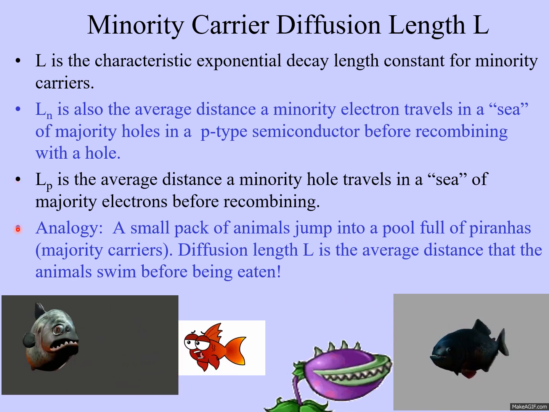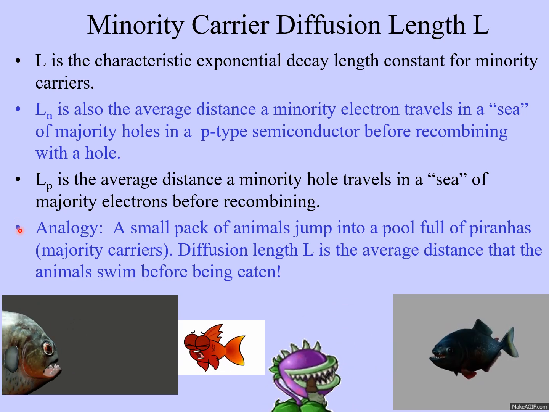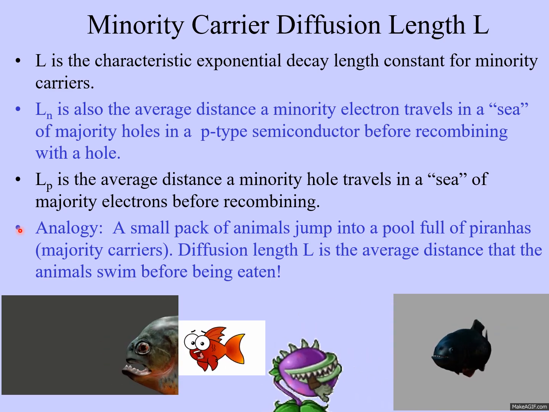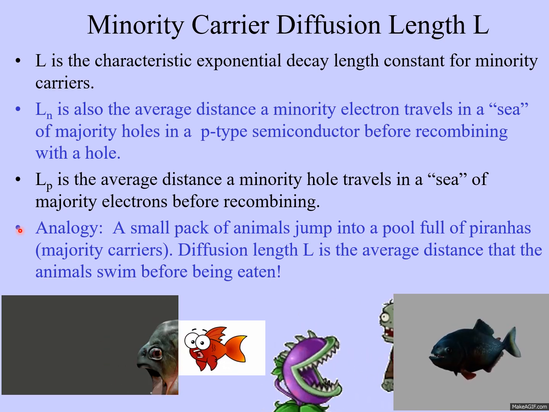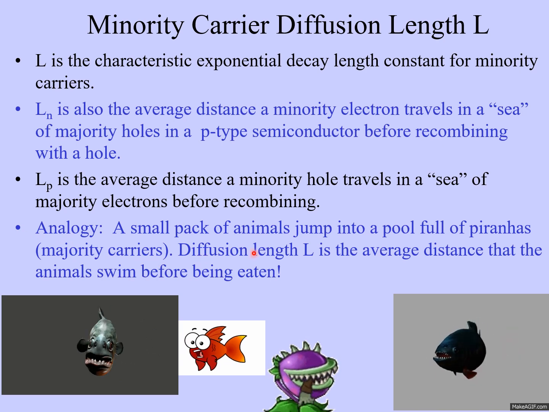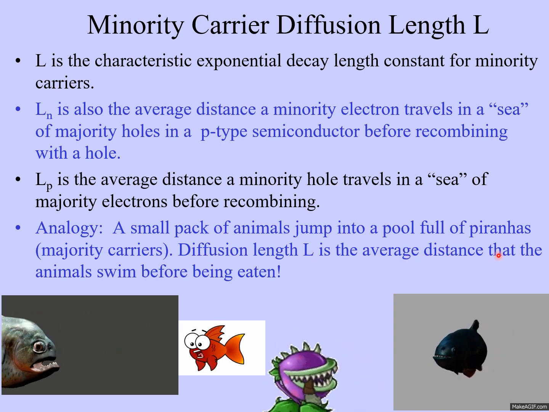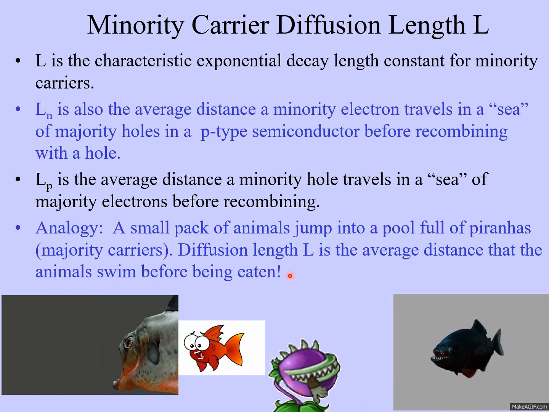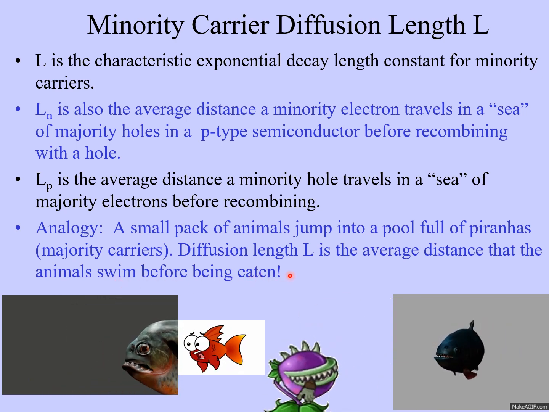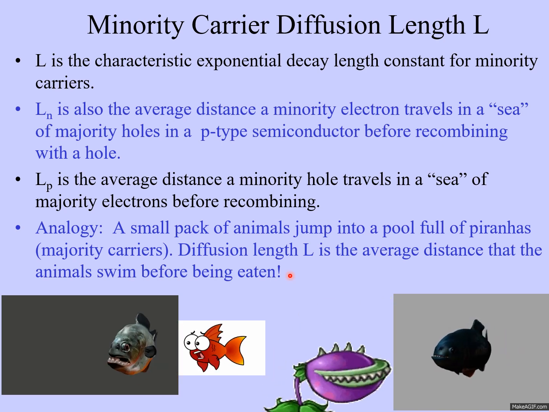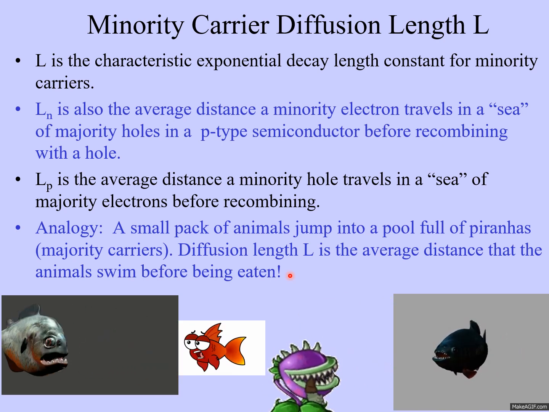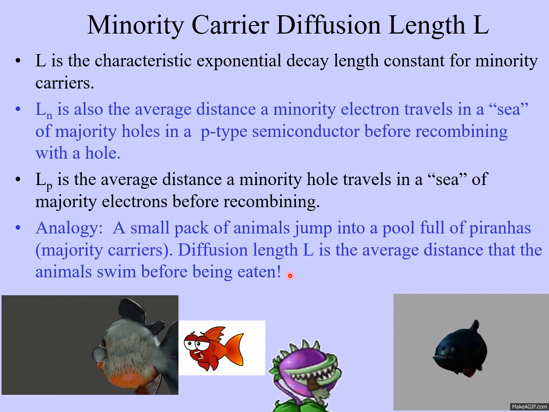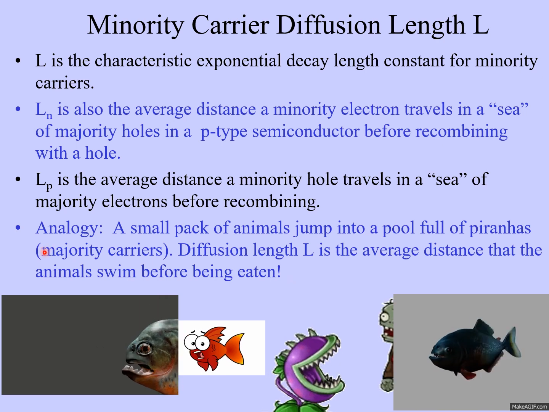So again, let's go to our analogy. Remember our poor little mice that jump into a pool full of piranhas? The mice are the minority carriers, and we've got thousands of hungry piranhas. The diffusion length, L, is the average distance that the mouse swims before being eaten. This is a very graphic way to think about what diffusion length means. It's how far these minority carriers can travel before they recombine with the majority carriers, of which there are lots.